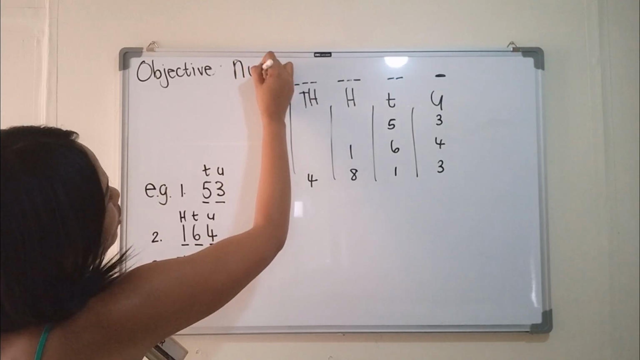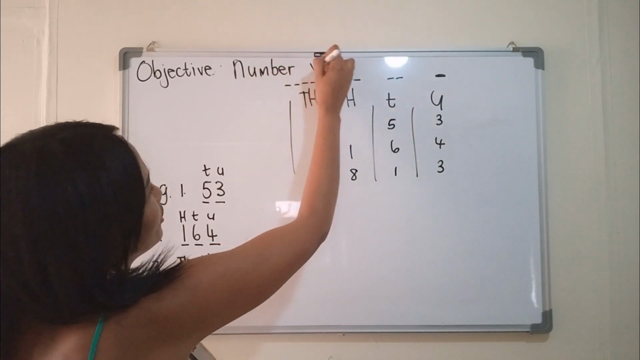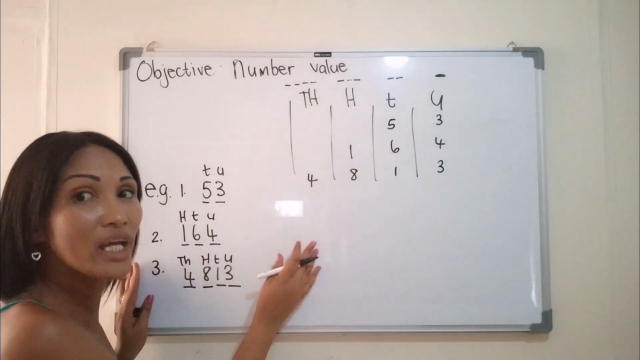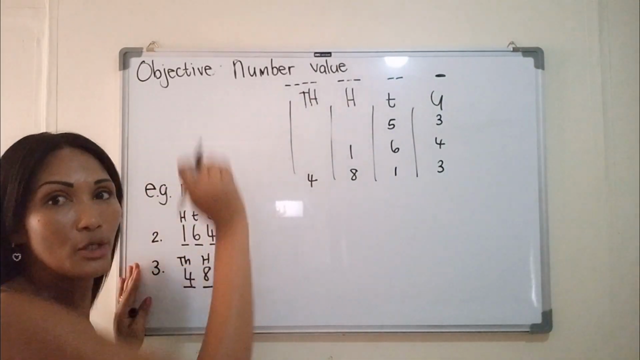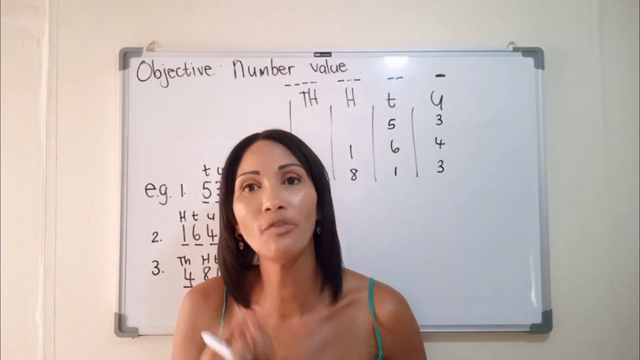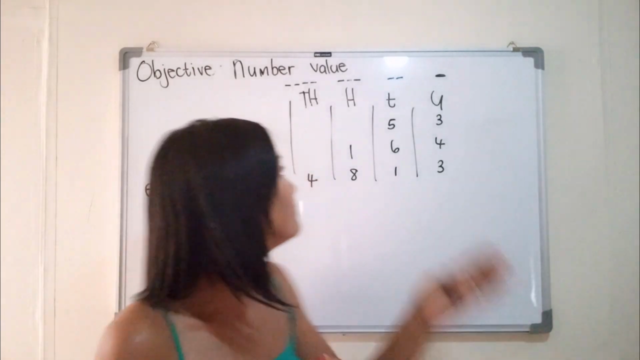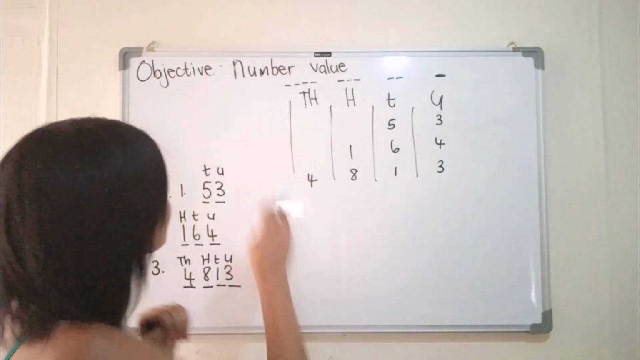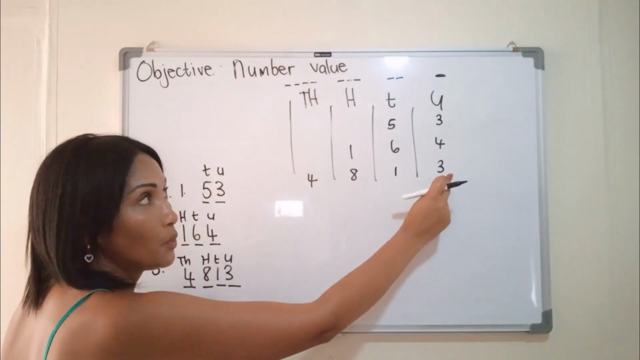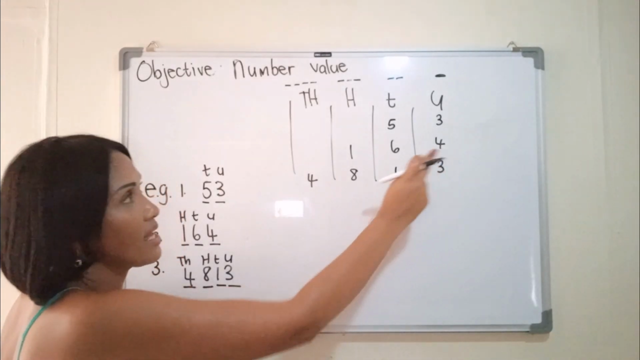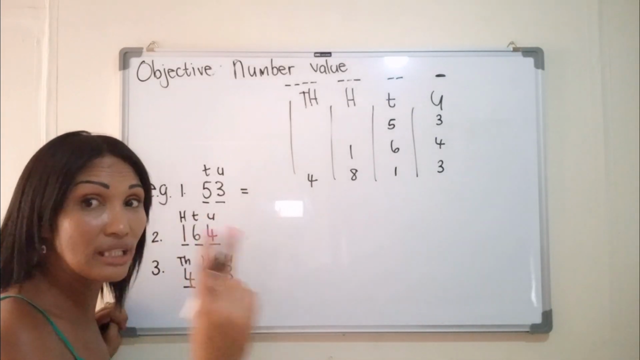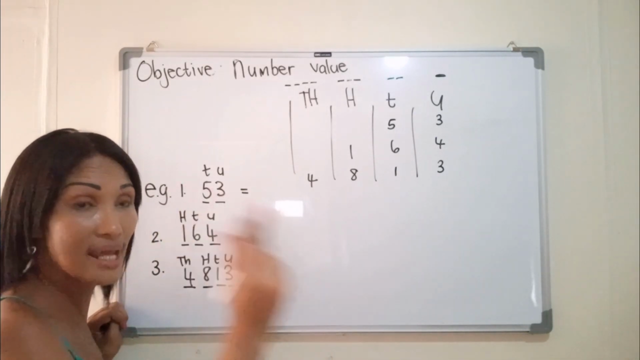So my objective will now change to the number value. So I'm going to leave this as is. We're going to find out now what is the number value. The number value tells us the actual value of the digit. So I have 53, remember, where I put them in the column where I had a 3 for my units and a 5 for my tens.